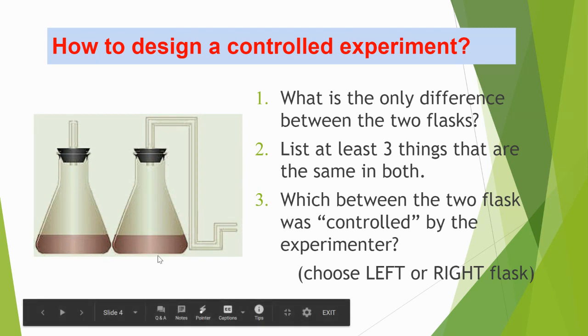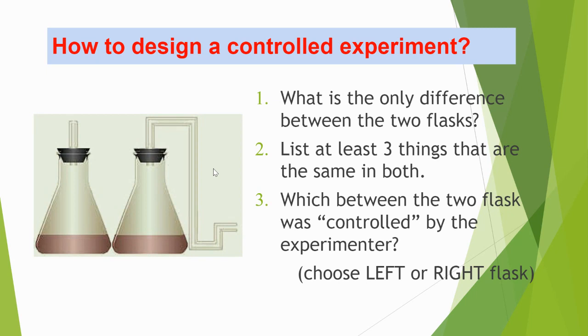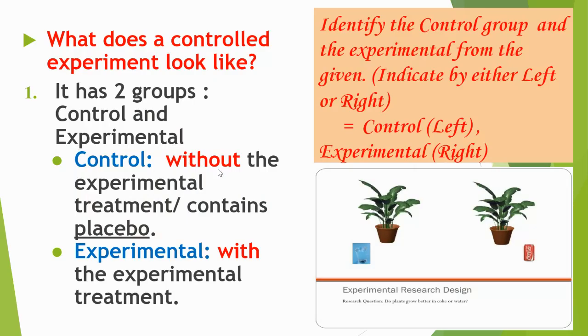Okay, so controlled by the experimenter means you don't change the setup. So we would say it would be the left. So this one will be your controlled group. Okay, controlled group. Let's look at the second slide.